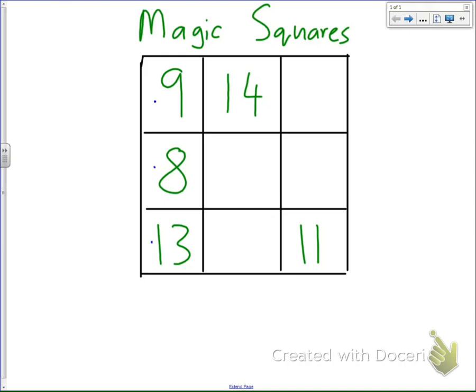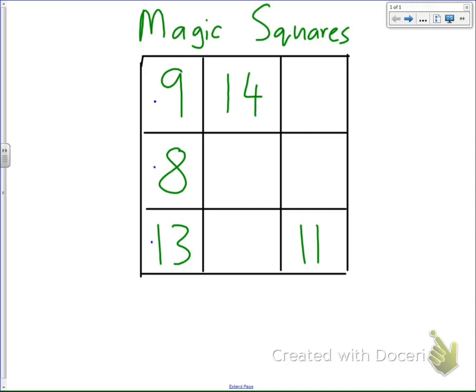They're in a row. They could be in a row, they could be in a column, or they could be diagonal. We need to add these numbers up. So what is 9 plus 8 plus 13? Robert? 30. 30. What should I do?